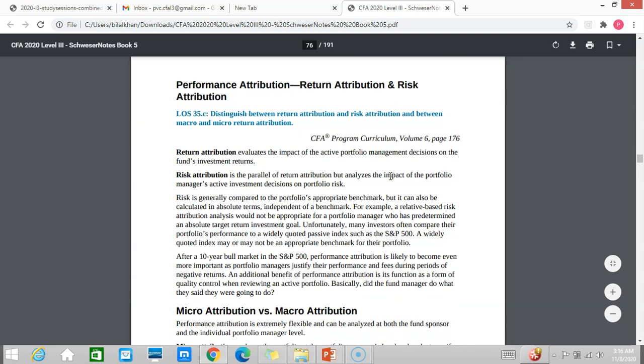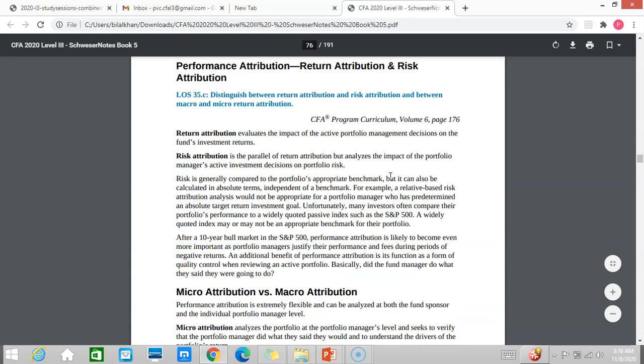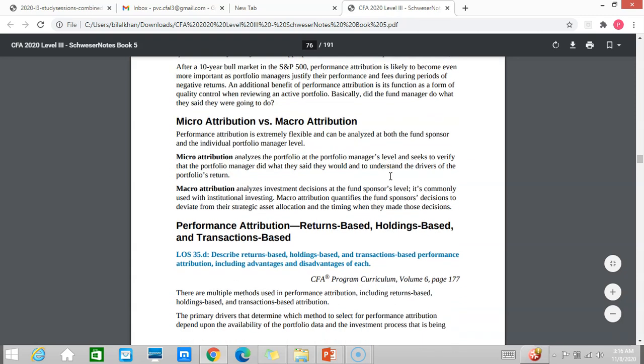So moving on, how do you attribute return and how do you attribute risk? That is the key question. So there could be micro attribution or there could be macro attribution. Micro attribution analyzes the portfolio at the portfolio manager's level and it verifies that the portfolio manager did what they said. So the first thing is to know whether the portfolio manager actually did what he said or not. So micro attribution is analyzing whether the portfolio manager actually did what he or she wanted to do or not.